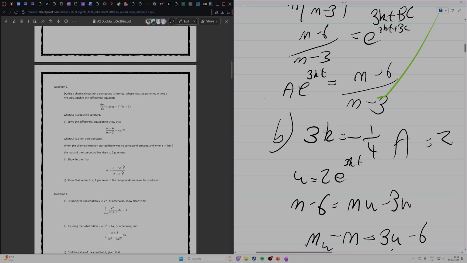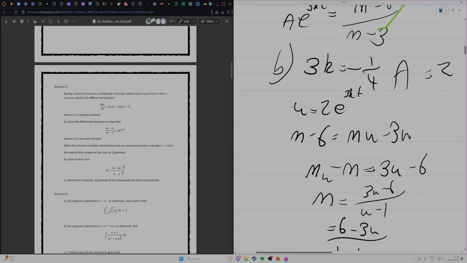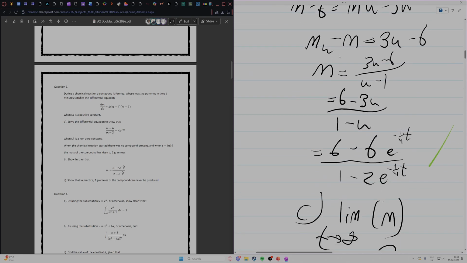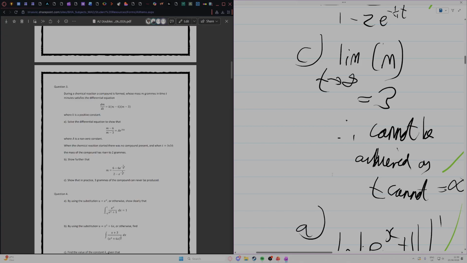I found A and 3k, and then I just said u equals 2e to the 3kt, just because I can't write it out. So I just did that, multiplied by m minus 3 both sides, and then rearranged for m, and then substituted back in. But somehow I got this denominator, so anyone let me know if they got a different answer. But I checked it with a bunch of stuff, and it looked like this was the better answer. And then just show that this last part is when t approaches infinity.